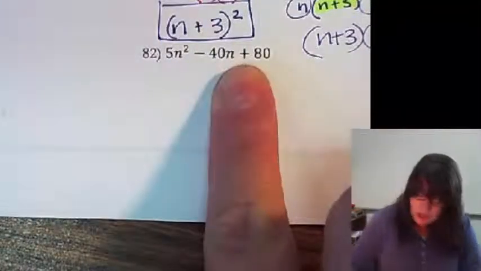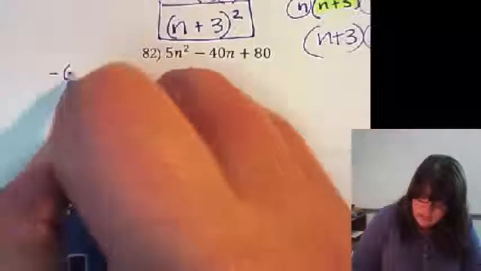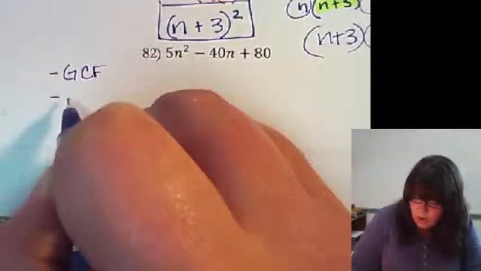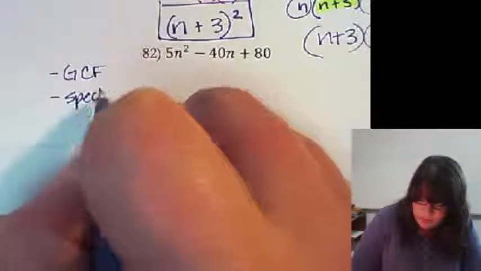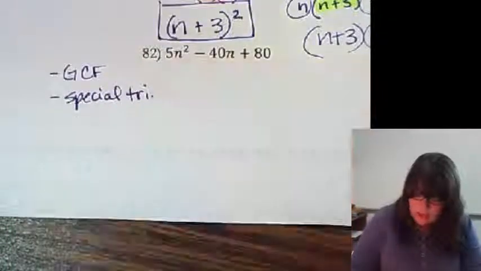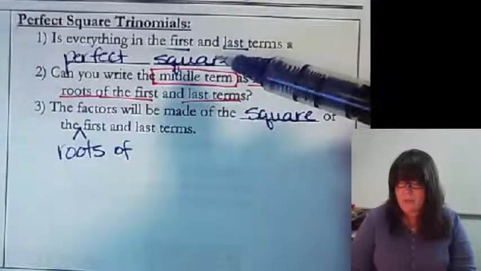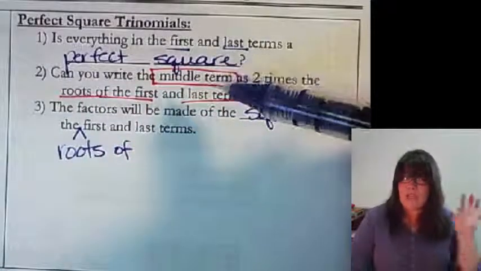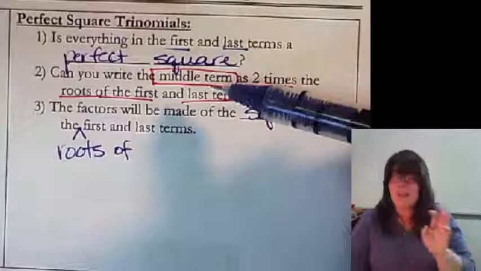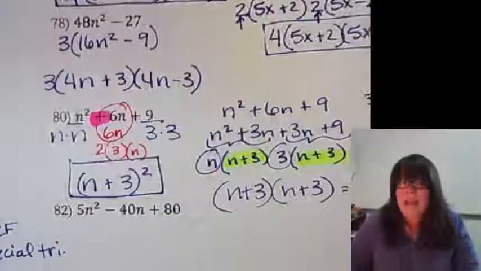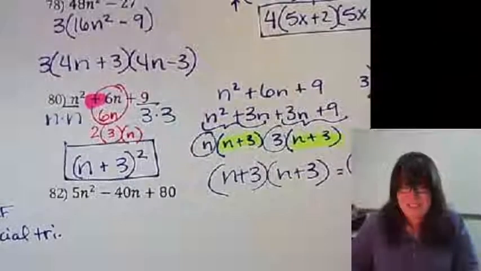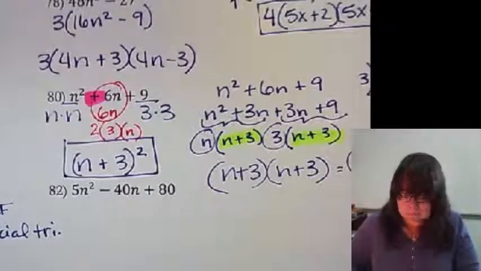This is what I want you to do. I want you to look for a GCF. Look at your trinomial. See if it's a special trinomial. That means follow your steps up here. First and last terms, are they perfect squares? Middle term, is it 2 times the root times the root? Does that give you your middle term? Then try to set up your binomial and square it. Okay, so pause the video, come on back when you think you've got it.